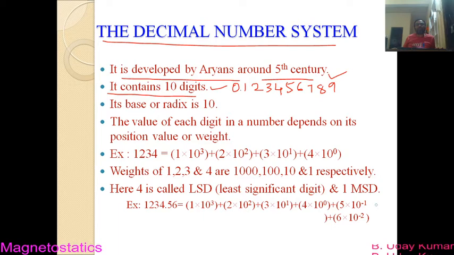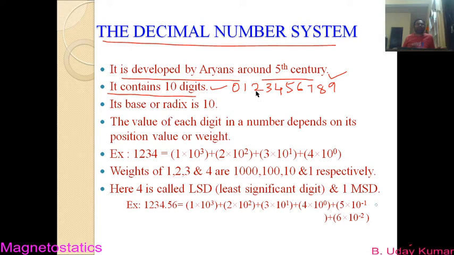So overall how many? 1, 2, 3, 4, 5, 6, 7, 8, 9, 10. So overall it has 10 digits or 10 basic symbols. Since the number of basic symbols present in this system is 10, its base will be 10. This base is also called the radix, which is 10. So remember, it contains 10 digits. What are they? From 0 to 9, and this number is called the base.